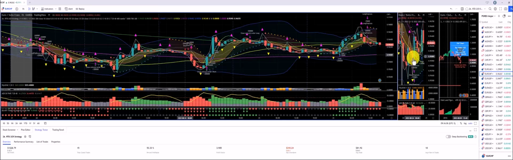Euro Swiss franc, price target to the downside at 0.56435. Price action below the dragon, in the dragon, above the dragon, in the dragon, and back above and back into the dragon.